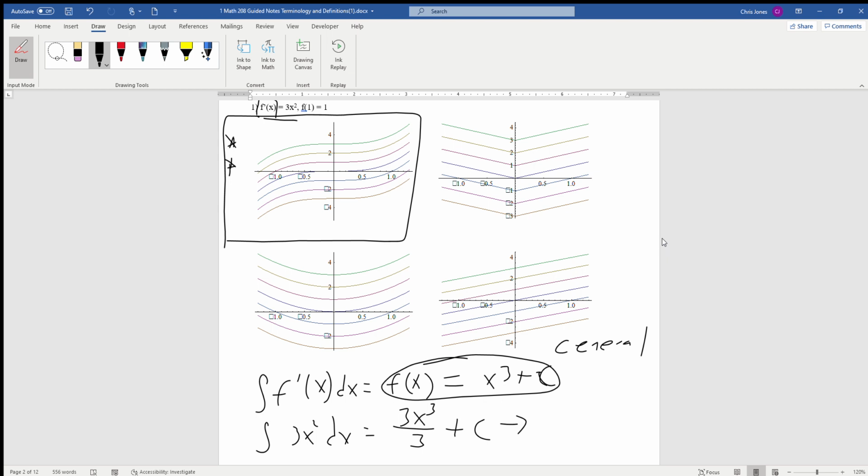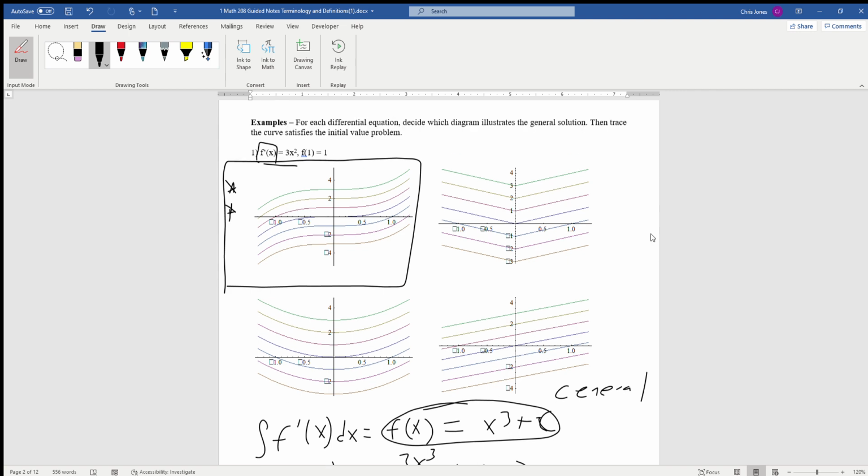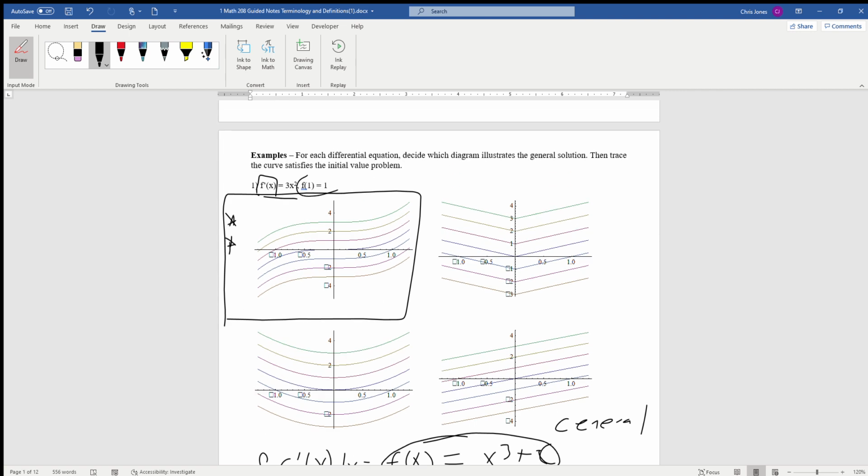There's a couple ways to do this. One of which is we can just look for the one that contains the point 1, 1. If we look up here, this means that x equals 1, y equals 1. The only one that contains 1, 1, if this is the point 1 right here, we just trace it over, and it looks like right here would be the point 1, 1 approximately. So it's probably going to be this curve.